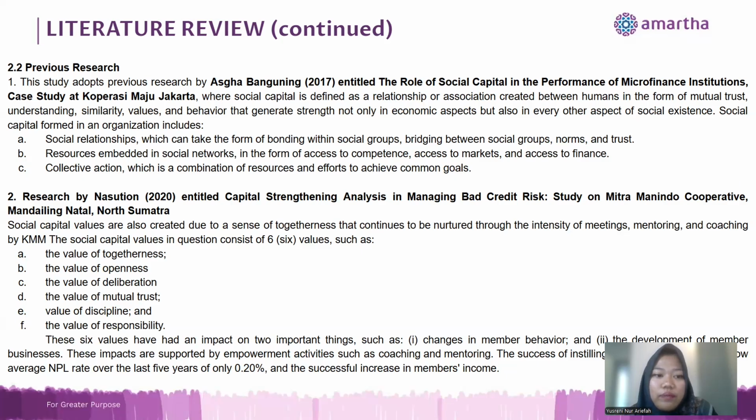Social capital formed in an organization includes, first, social relationships, which can take the form of bonding within social groups, bridging between social groups, norms, and trust. Then, researchers embedded in social networks in the form of access to competence, access to markets, and access to finance. And lastly is collective action, which is a combination of researchers and efforts to achieve common goals.